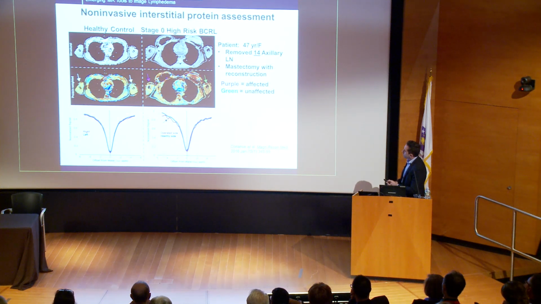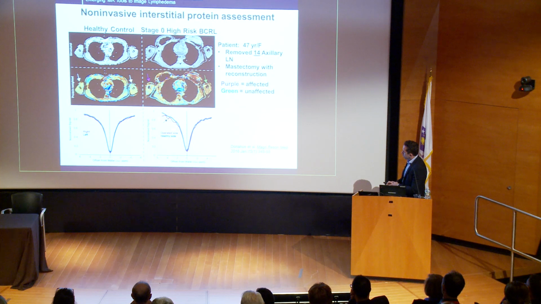Then if you go to patients, this is actually interesting. This is a stage 0 patient, scanned about a month after dissection. They had 14 lymph nodes removed, but they were stage 0. And you can see already in this early time period after the surgery that there's a lot of asymmetry between the different arms. If you look right where these interstitial proteins should resonate, you see there's a lot of bumps here, and that's due to more protein that's accumulating on the affected side.